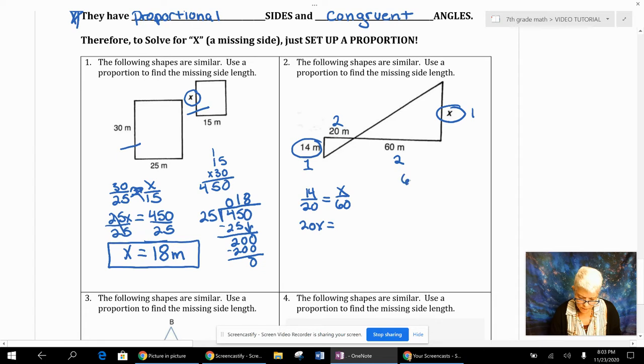60 times 14. I have no idea. I'm going to go the other way around because I like the 60 on the bottom. Less math. Put a 0 there. Okay, 6 times 20, 6 times 4 is 24. 840. What do I do after I cross multiply?